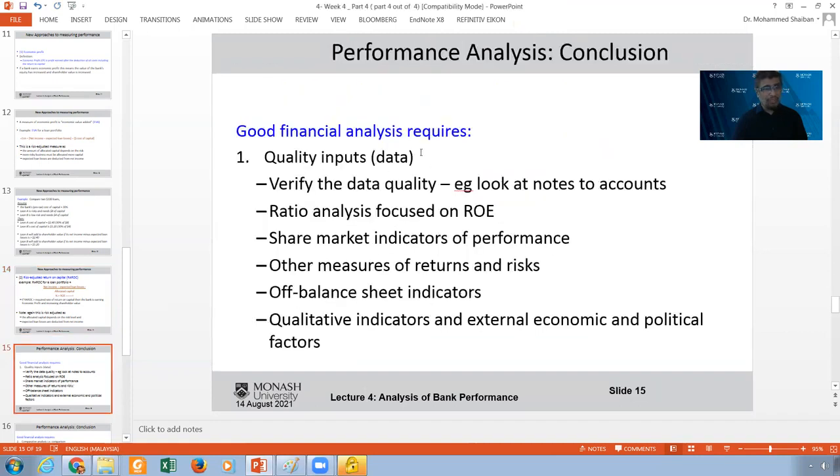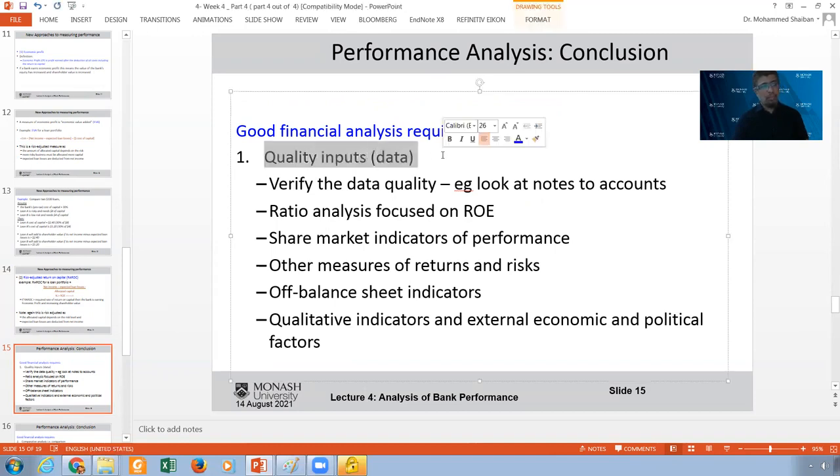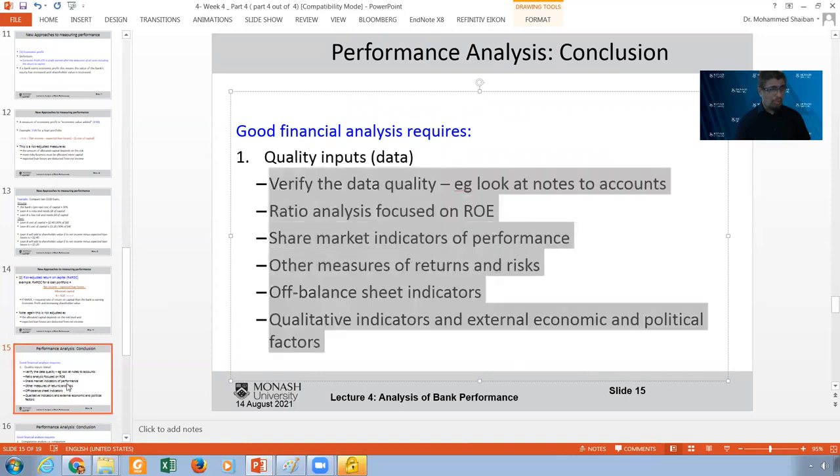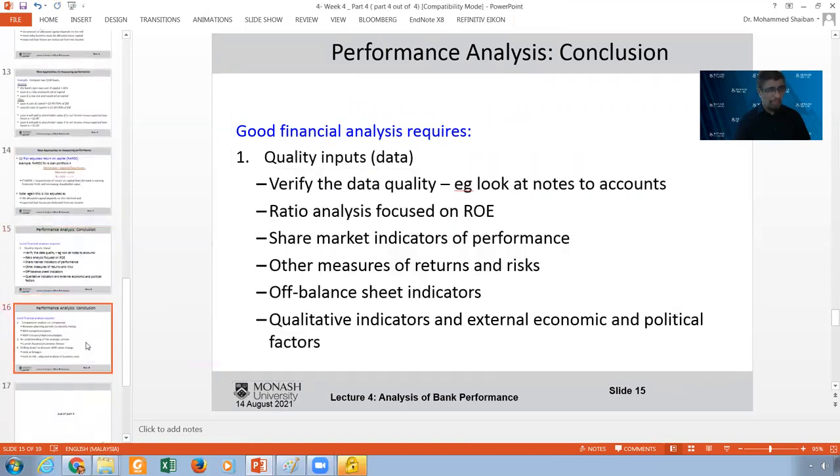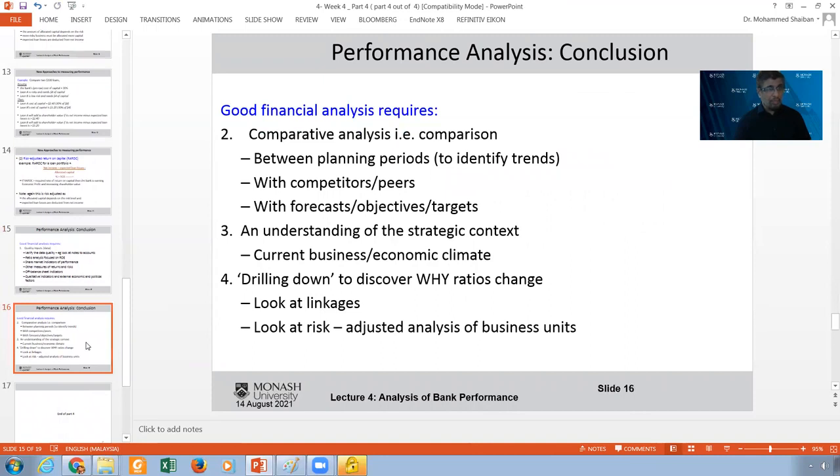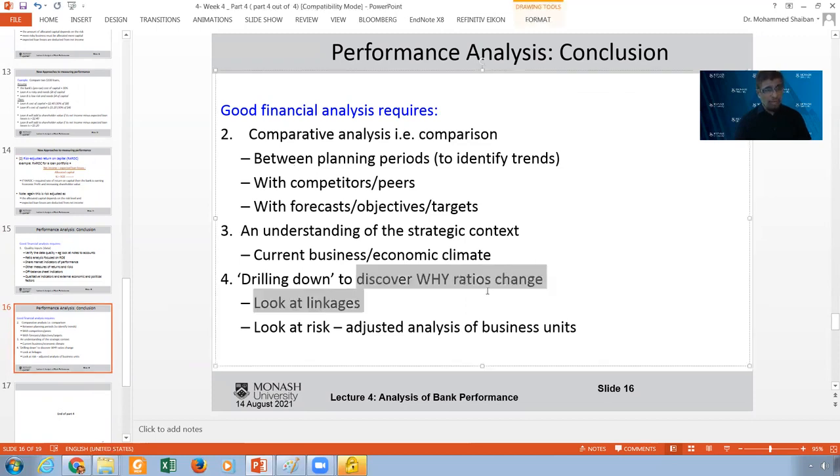So this is just recapping what we said. The performance analysis has to be, you have to get qualifying data. This is just to recap what we said in the 4 parts: verify the data quality, ratio analysis, share market data, other measures for return and risk of the balance sheet, and qualitative. You have to do all of those things to get a good analysis. Now, good financial analysis has to take into consideration comparing with their peers, the trend, and drilling down to discover why ratios change and look for linkages.